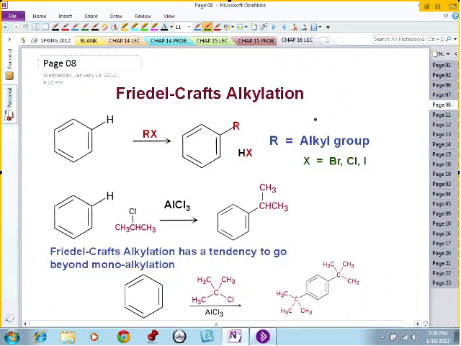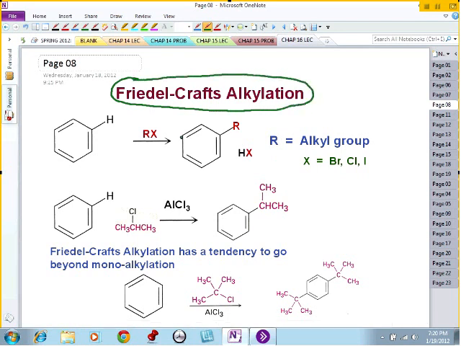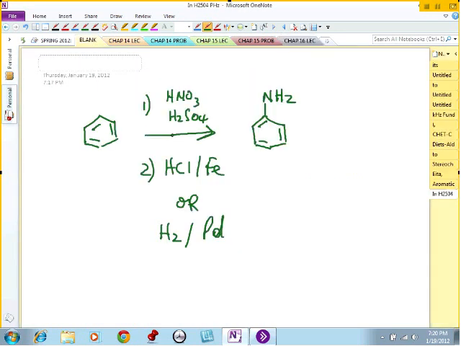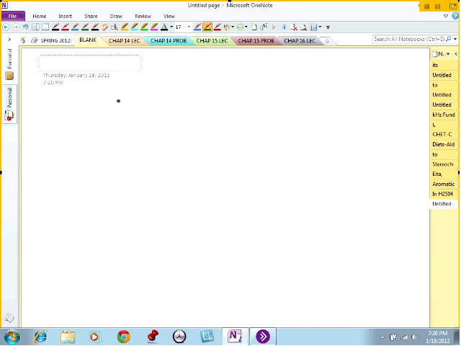Now, supposing I want you to make toluene, or I want you to make isopropyl benzene. Okay, you use what we call Friedel-Crafts alkylation. The Friedel-Crafts alkylation, in which you take the corresponding alkyl chloride or sometimes bromide, and then use as a catalyst aluminum chloride to form that product. Say, for example, supposing I want to go from benzene to toluene.